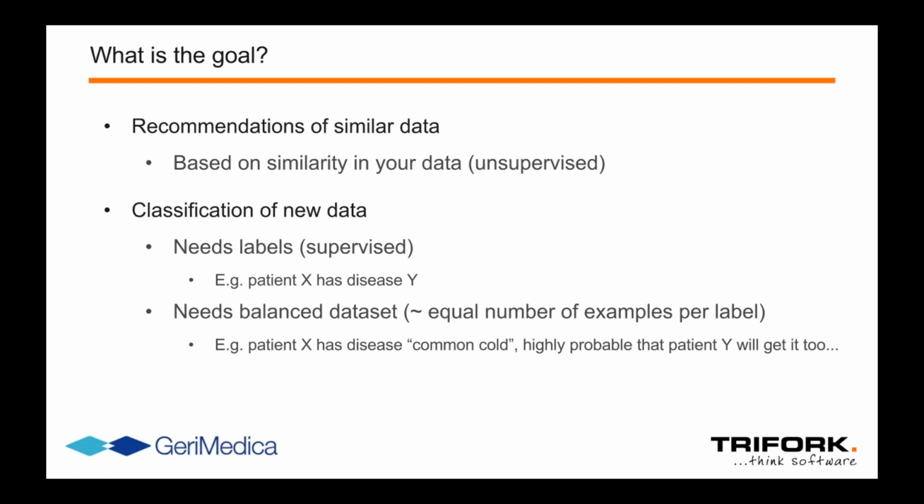And secondly, we wanted to classify new data. So, for example, we wanted to know what the likelihood was that a certain patient had a certain disease, but we needed to be sure that we had a balanced data set. So there had to be an equal number of examples per label.